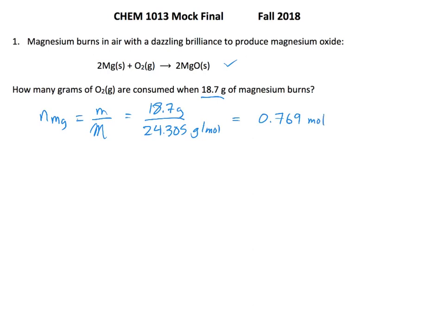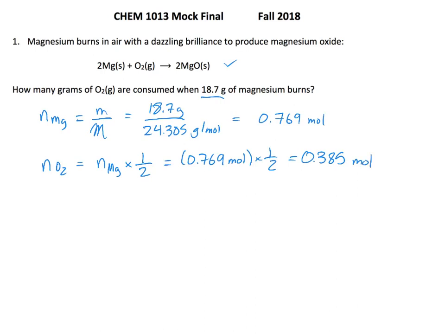Now we have to figure out how many moles of oxygen need to go with this many moles of magnesium. We know from the balanced equation that we need 1 mole of oxygen for every 2 moles of magnesium. So to find moles of O2 needed, that's going to be equal to the moles of magnesium multiplied by the ratio of the two coefficients, which is going to be 1/2. Times 1/2 is 0.385 mole.